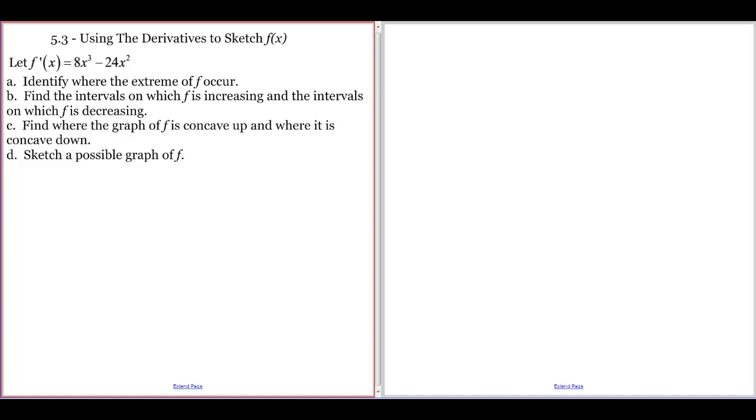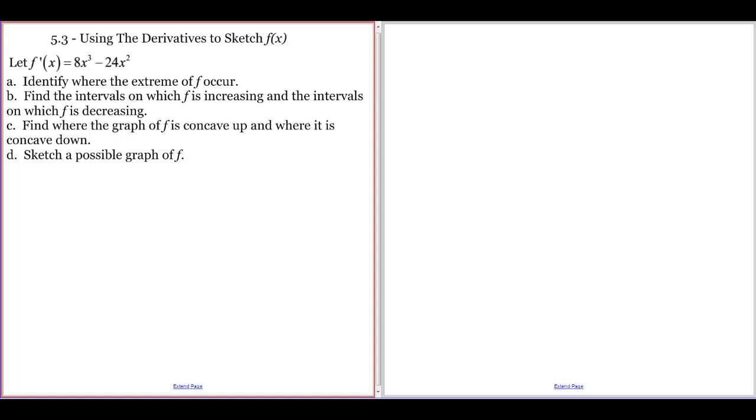Today we're going to be using the derivatives to sketch our function, and we're going to be looking really at what the derivatives mean in relation to our original function. Okay, so our first example here, we're given our derivative, and we need to identify where the extrema of f occur, the intervals of increasing and decreasing, where we're concave up and concave down, and then sketch a possible graph.